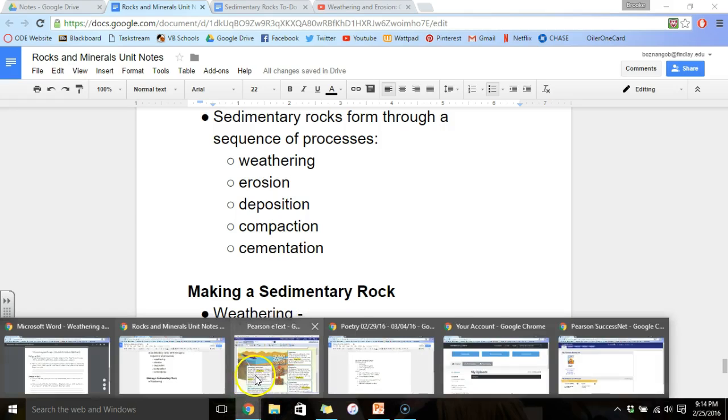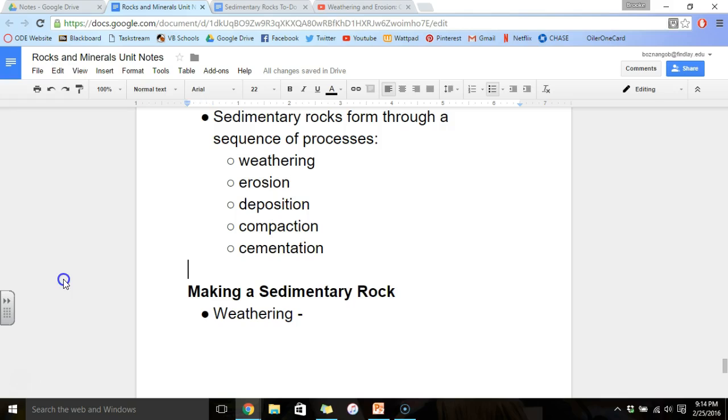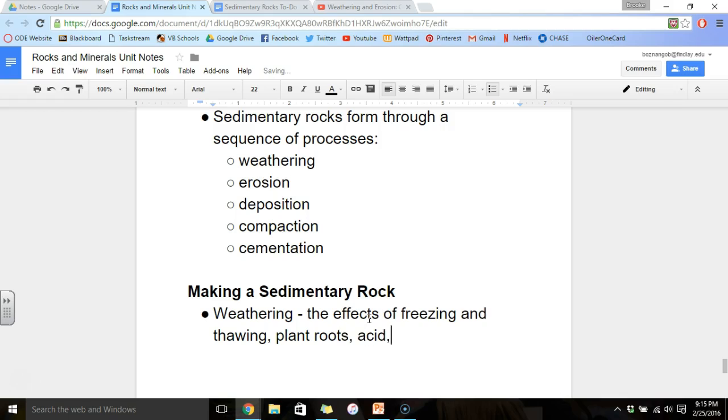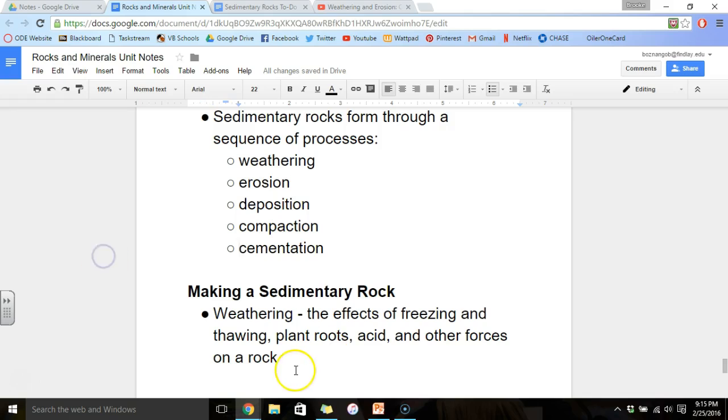And the book said that weathering is the effects of freezing and thawing, plant roots, acid, and other forces on a rock. Make sure I got that right. Yep. Other forces on a rock. So what weathering does is it breaks down the rock. And then you have erosion, which happens afterwards.